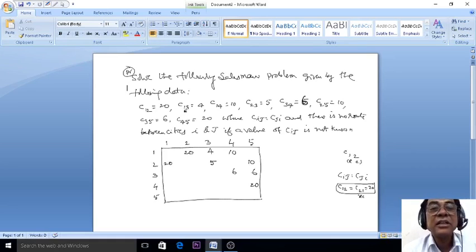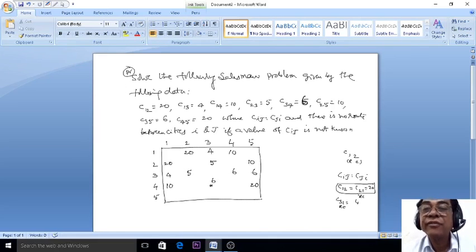Next, C of 3,1 equal to 4, that is, third row, first column: 4. Next, fourth row, first column: 10. Next, third row, second column: 5. Next, fourth row, third column: 6.